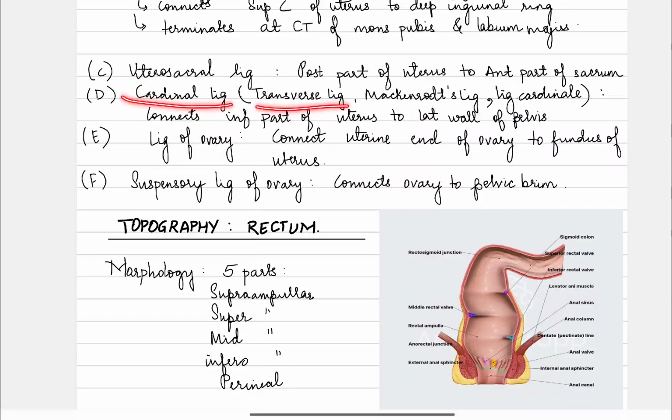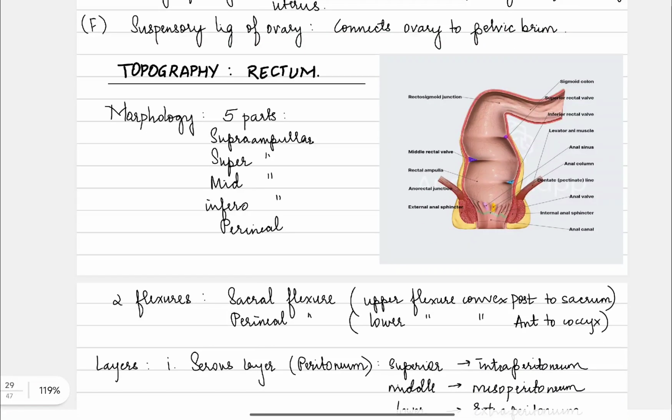Cardinal ligament, which is transverse ligament, Mackenrodt's ligament, connects the inferior part of uterus to the lateral wall of pelvis. Ligament of ovary connects uterine end of the ovary to the fundus of uterus. Suspensory ligament of ovary connects ovary to the pelvic brim.